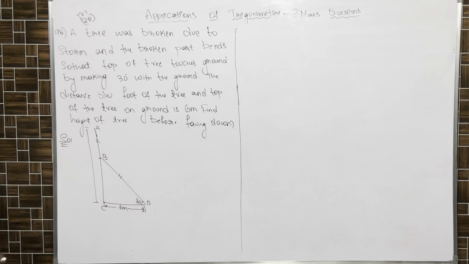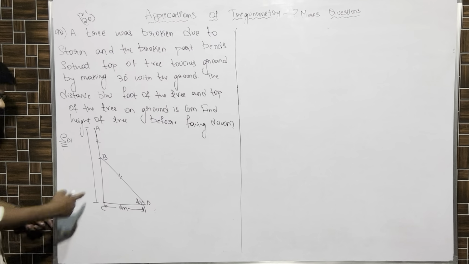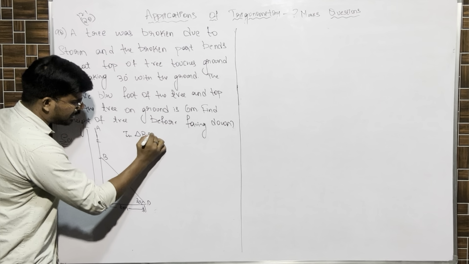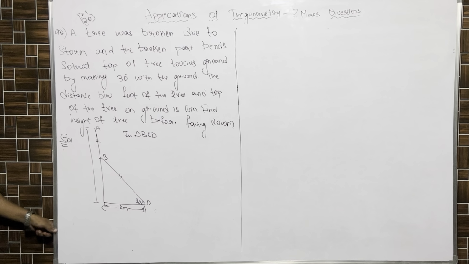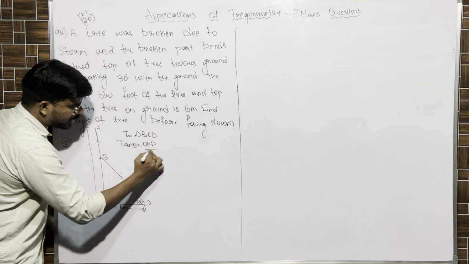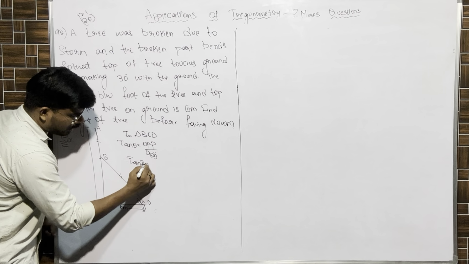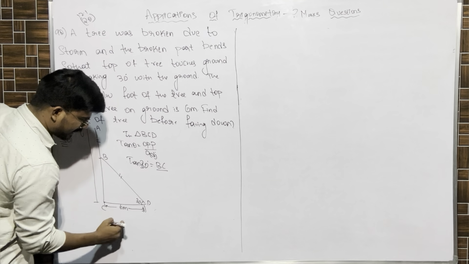We'll get the length of AC, the total length of the tree before it fell. Clear? First we have to calculate in triangle BCD. With respect to this angle, what is this side? Opposite by adjacent. Tan theta is equal to opposite by adjacent. How much is theta? 30 degrees. Tan 30 is equal to opposite BC by adjacent 6.